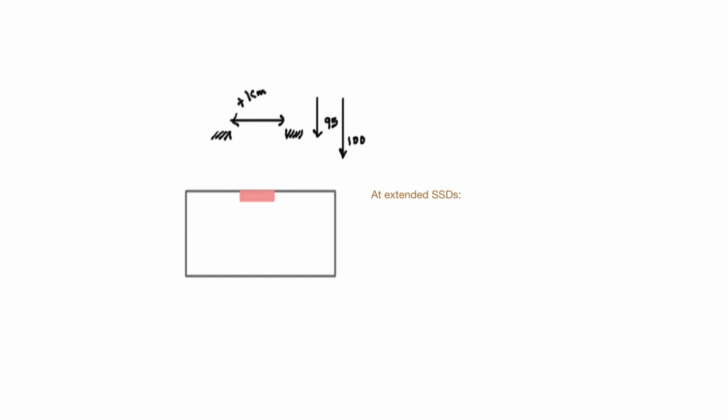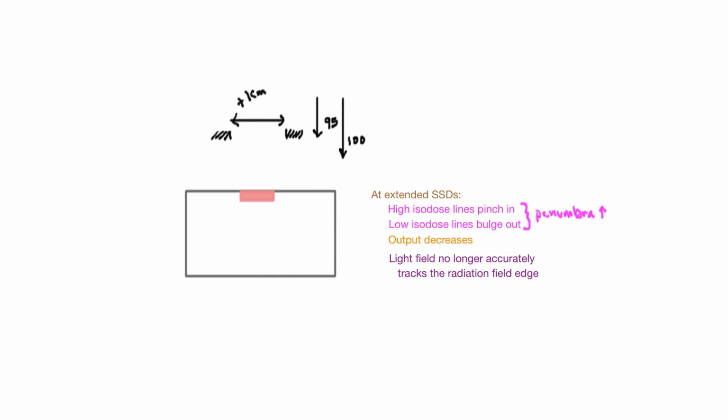But I want to say a few things about that. So at extended SSDs, there are some strange things that happen. The higher isodose lines pinch in even more than what we just looked at. The low isodose lines bulge out even more than what we looked at. So essentially the penumbra becomes larger. And then also the output decreases, since you're moving farther away from the source. You can actually do an inverse square calculation, although it's not inverse square from 100 centimeters. There's a virtual source distance, a virtual source of electrons, that you can do inverse square from. And then finally, the light field no longer accurately tracks the radiation field edge. So that's a little odd if you're setting up to a light field edge. It's actually not a very accurate representation at these extended SSDs. So basically, bottom line, there are some strange, unusual things to look out for when you're treating at other than 100 SSD.